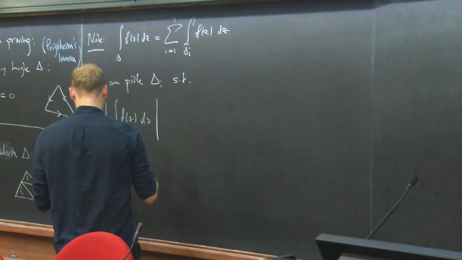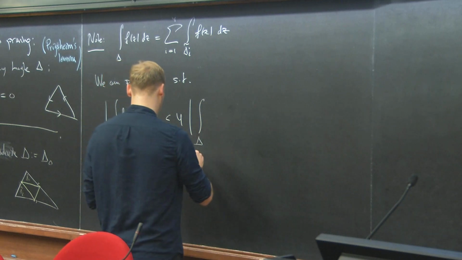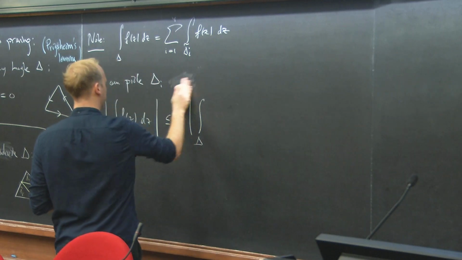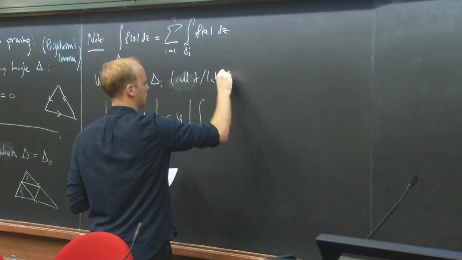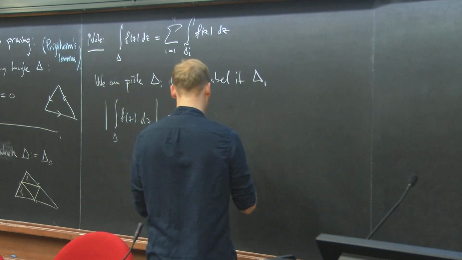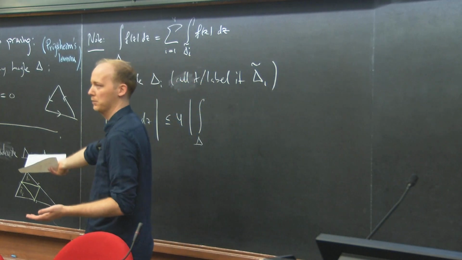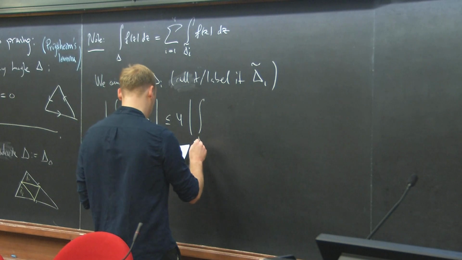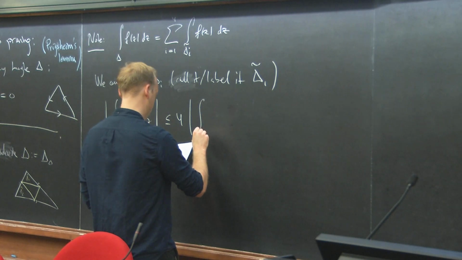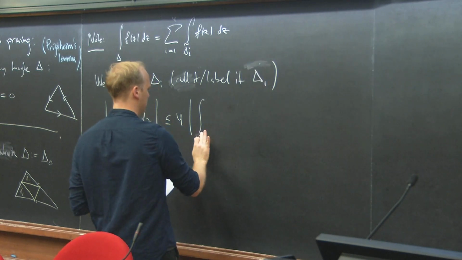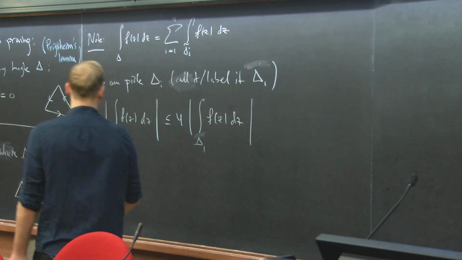So we assume that this is less than or equal to 4 times the integral over delta, so pick a delta i, and we can label it delta tilde 1, okay? So of course, we can assume that it's the one that we label with delta 1, such that this, well, no, we call it, sorry, without the tilde. So we call it delta 1. Okay, so it should satisfy this.